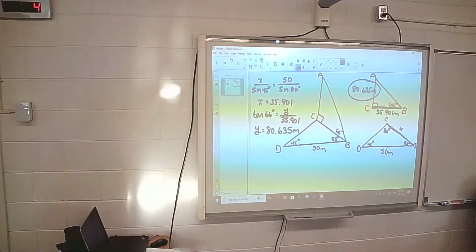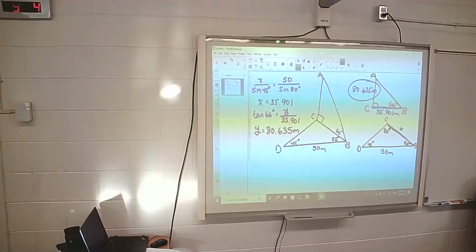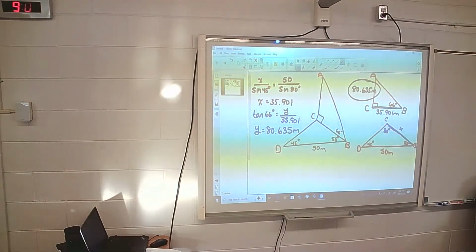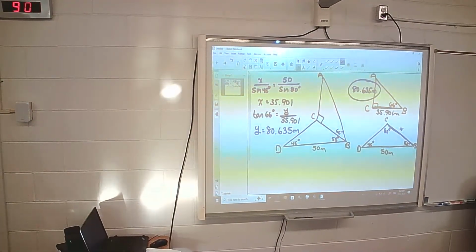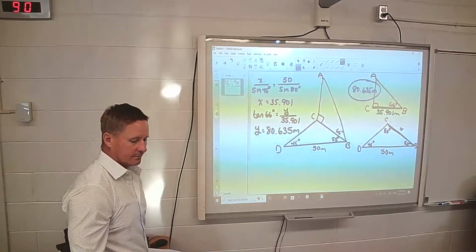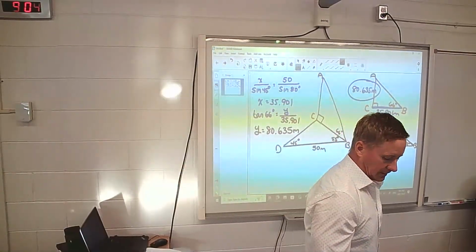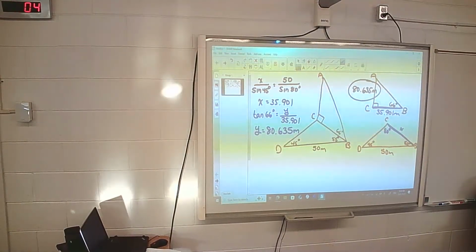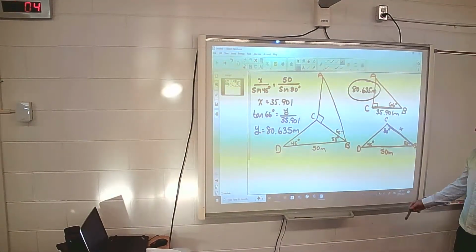The simplest way to do the questions is to take the triangles apart. There will be some commonality between the triangles in order to help you find out what the solution is on the final triangle. Okay. That's all I have. That's all I wanted to do with you today.